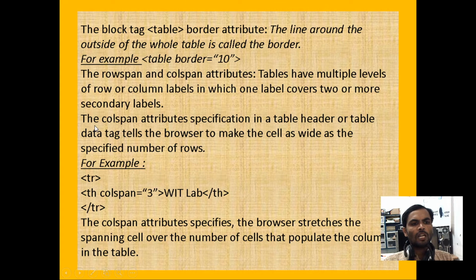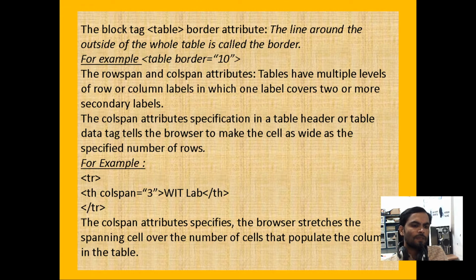Now coming to the colspan attribute, it is specified in the table header or table data. Colspan we can use under the table heading TH or TD. It tells the browser to make the cell as wide as the specified number of columns. Suppose colspan is 3. If you have three continuous cells, the 3 columns we can merge.